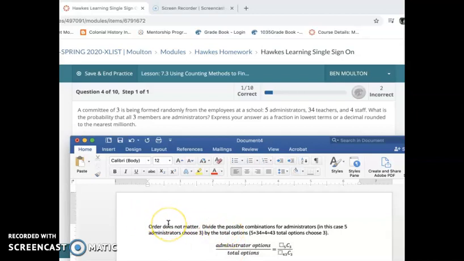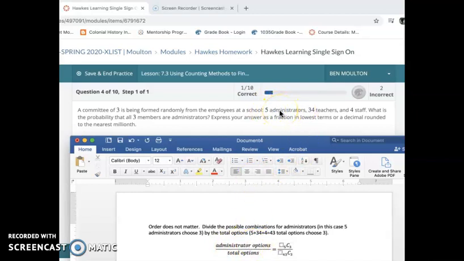Order doesn't matter here. You could pick your first person on your committee, and it could be from any of these. It's not like the first one has to be an administrator, the second one has to be a teacher or something like that. No, order doesn't matter at all. So that means we can use combinations. And our combination, we have to do two of them.